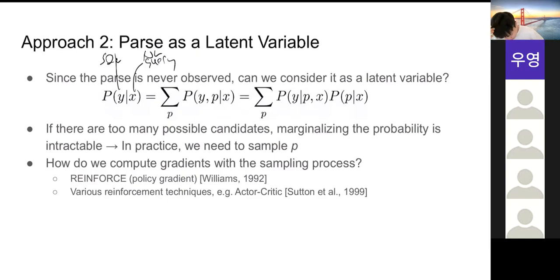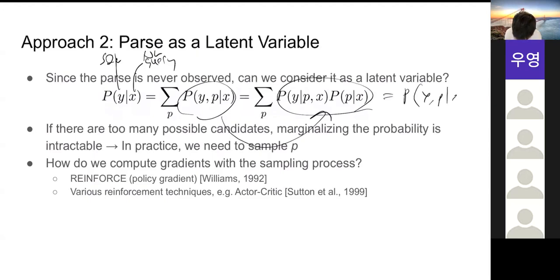And then you translate this into the multiplication of these two probability distributions, P of Y given P and X, and P of P given X. It's a simple Bayes rule: if you multiply these two, then it's P of Y, P given X, right? So that's why it's equivalent.